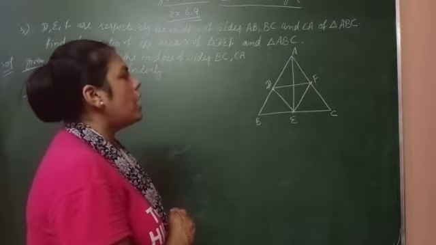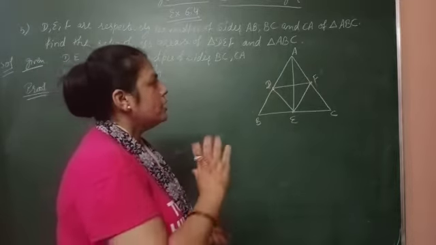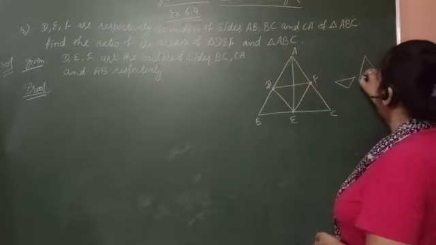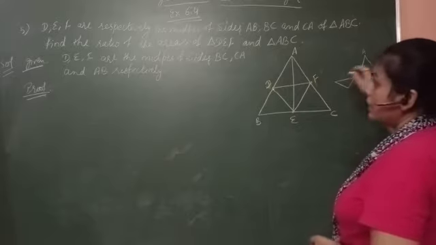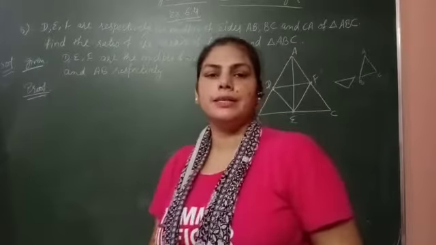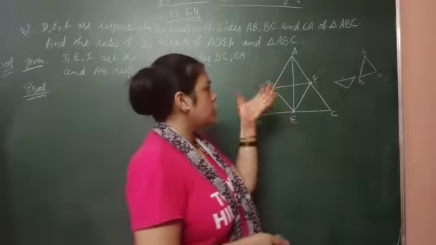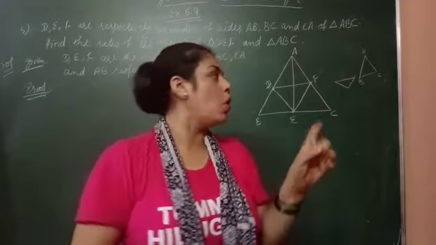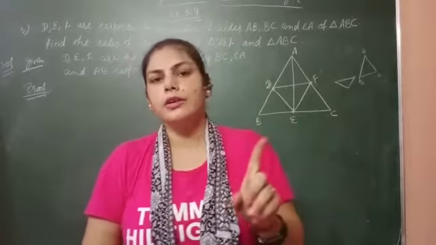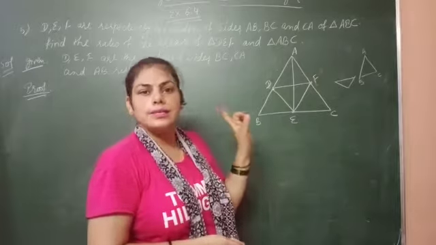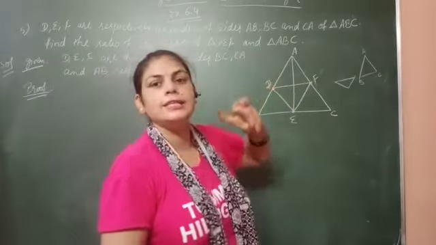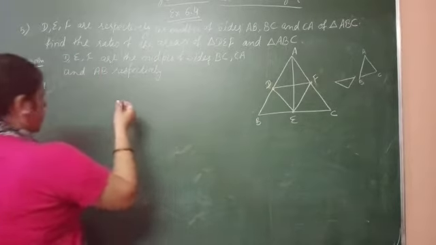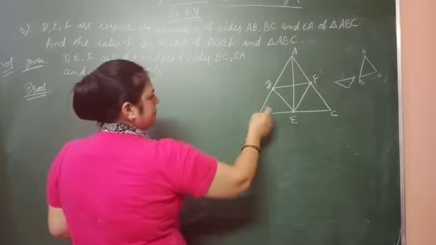So that means we have to firstly prove that these two triangles, this small triangle DEF and this big triangle ABC, are similar. Only then will we be able to compare their areas, because if these two triangles are similar, then the ratio of areas of similar triangles is equal to the ratio of the squares of their corresponding sides. Clear this thing? So now we start firstly in triangle ABC.